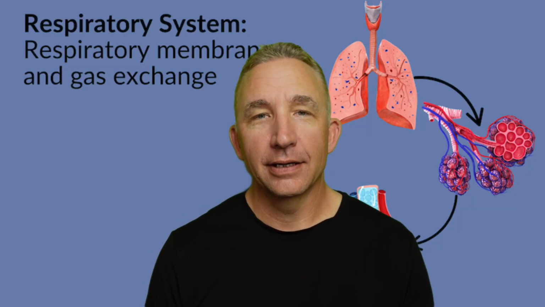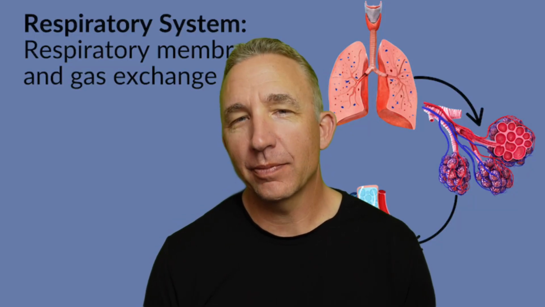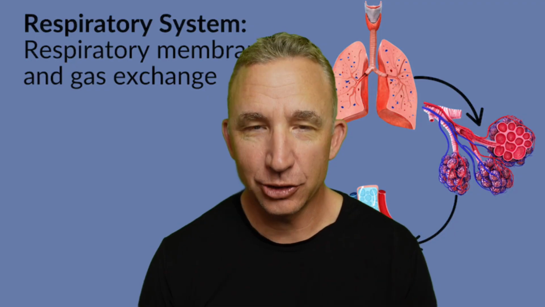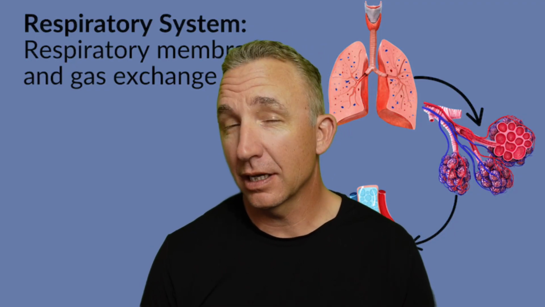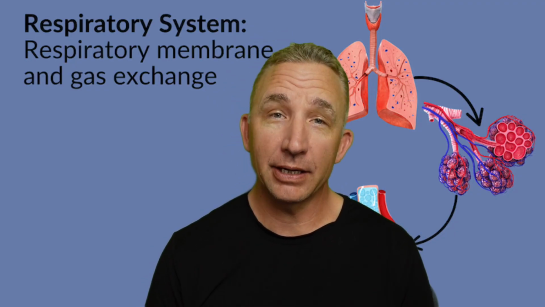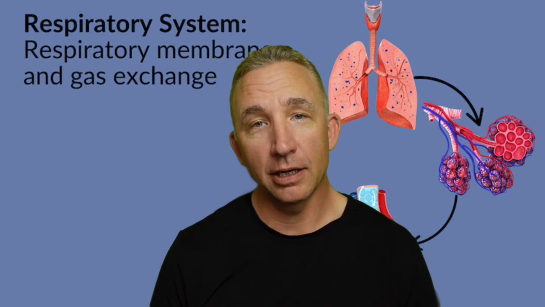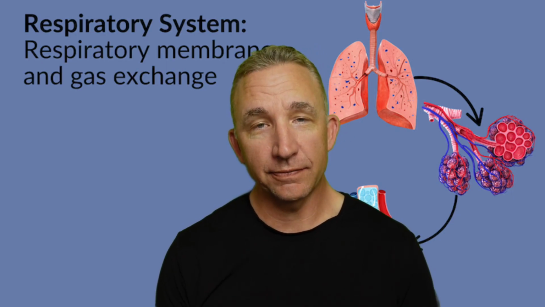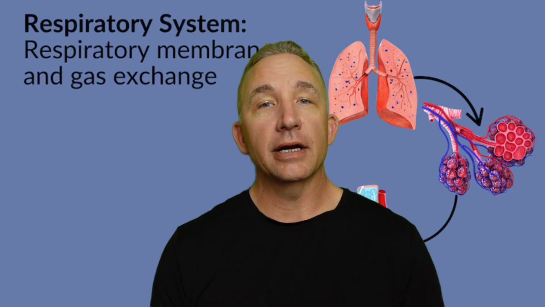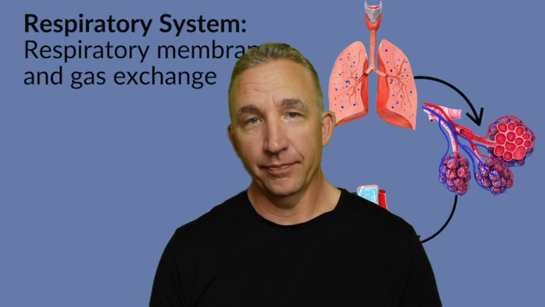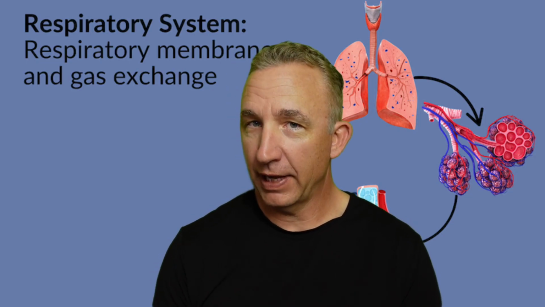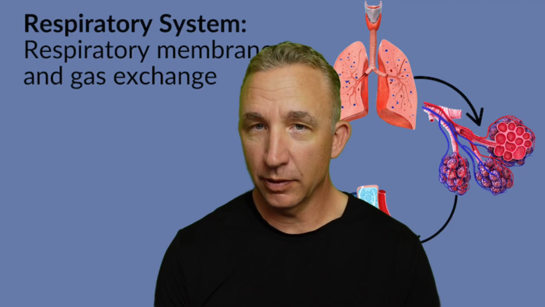Take a breath. Let's talk about the respiratory membrane and what's happening at gas exchange. So we're down deep into the lungs at our alveoli. And we have about 150 million alveoli per lung that we're using as surface area to breathe in oxygen and release carbon dioxide. What we're talking about is that point of gas exchange that we call the respiratory membrane.